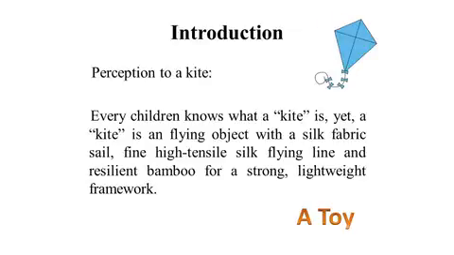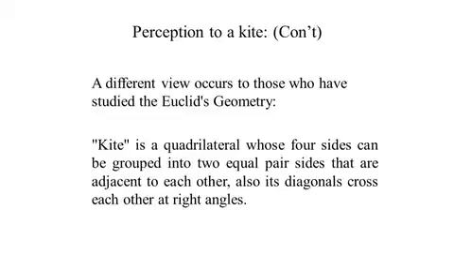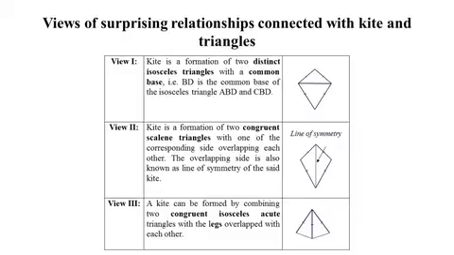Is it a toy? From Euclid's geometry, everyone would know that a kite is a quadrilateral whose four sides can be grouped into two equal pair sides. Before I go on, I would like to share three views on how people describe a kite. As you can see here, we have three ways to describe a kite using two triangles, and our project is based mostly on the second view.